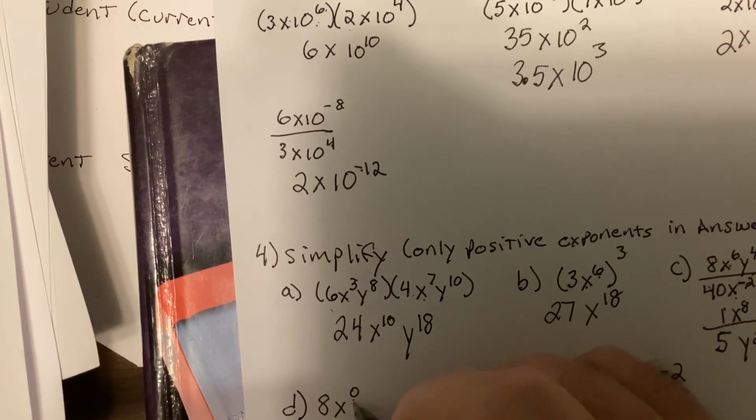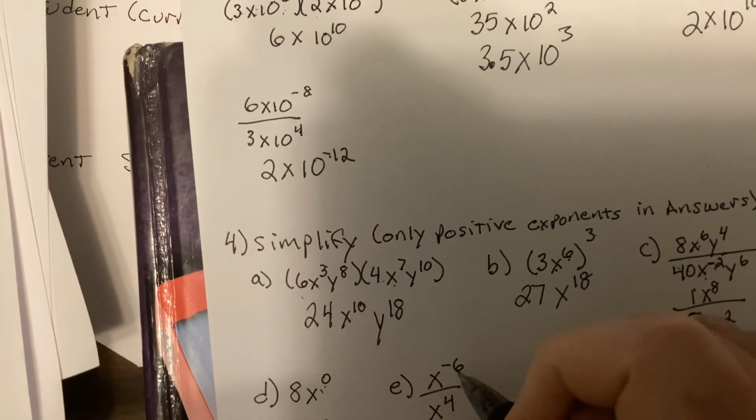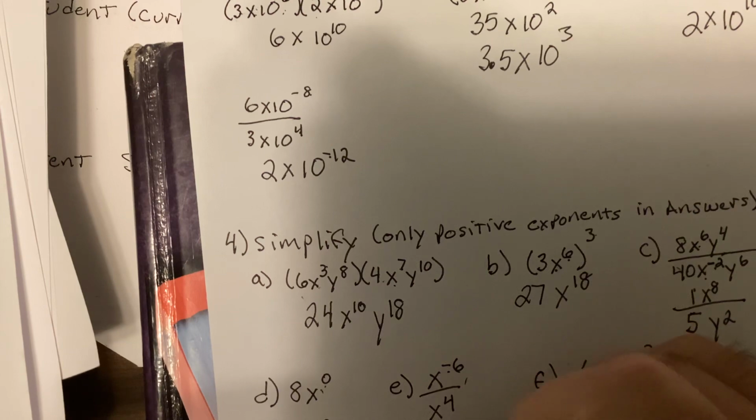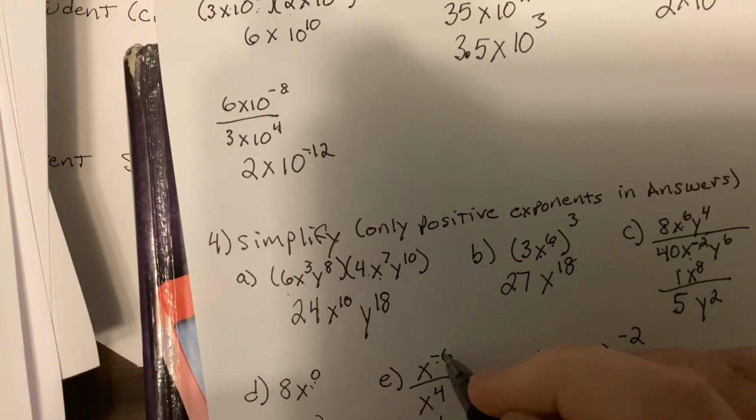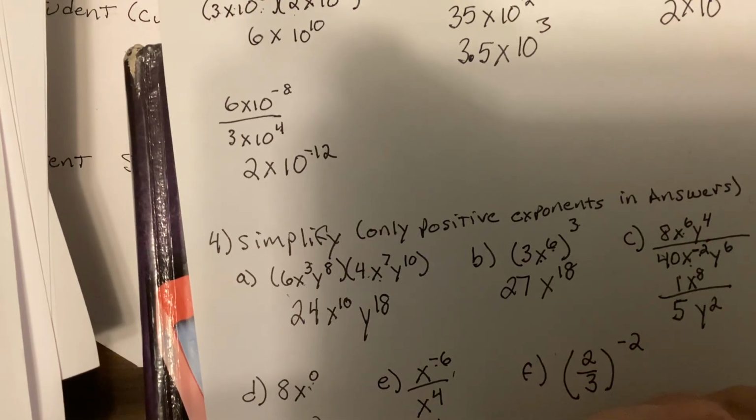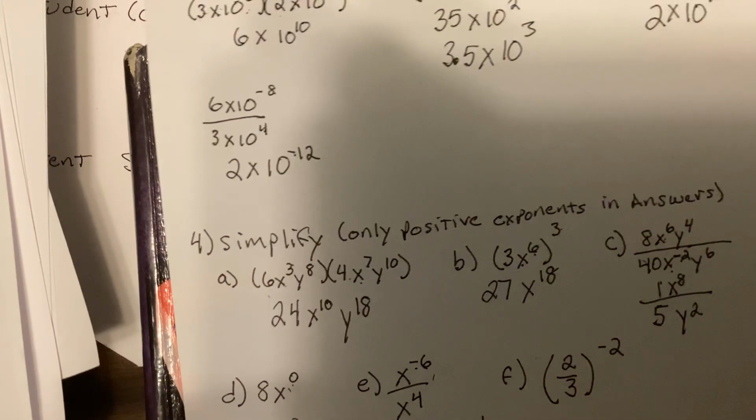Anything to the 0 power is 1. 1 times 8 is 8. Okay, negative, bring it down. So it'd be 1 over x to the 6, x to the 4th. The negative disappears when you move it. So this would be 1 over x to the 10th.